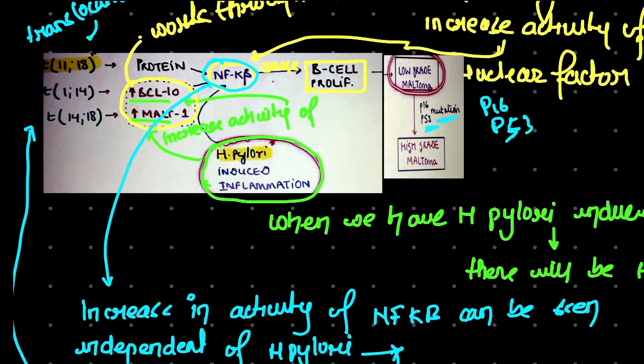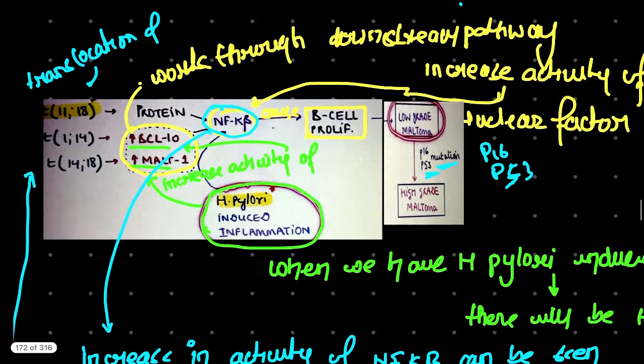Okay, now since we are talking about H pylori, these BCL and MALT are not just dependent on H pylori to increase their activity. The activity of BCL and MALT can also be increased because of translocation of chromosomes, right? Translocation of 11;18 or translocation of 14;18. I had to mention that BCL and MALT are activated by these two translocations. And the translocation between 11 and 18 will cause a direct increase in activity of nuclear factor kappa beta, and then the process will just go on.